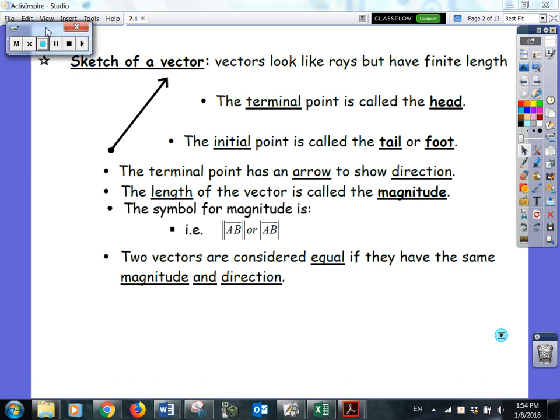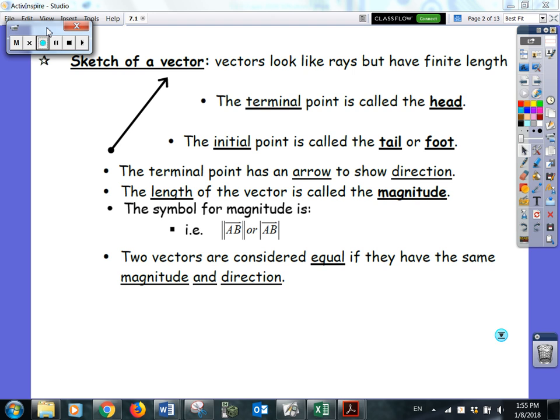Again, a vector just looks like a ray. It has a dot on one end and an arrow on the other. So the initial point, the dot, you can call that the dot, the initial point, the foot or the tail, has all those words. I usually just say dot or initial. And then the terminal point is where the arrow is. It's called the head. So we have dot and arrow, initial, terminal, head or tail, foot, however you want to say that. Again, I usually use dot and arrow because that's what they actually are. The length, again, is the magnitude.